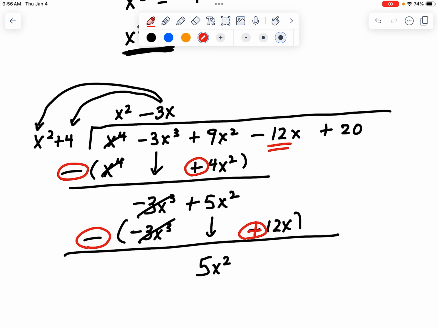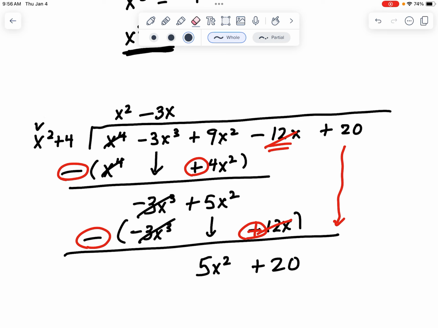Together with this negative 12x squared, they're going to cancel. And then the only term that's left is this 20. So bring down the plus 20. Also keep in mind that since this is going to divide into it, that means the remainder has to be 0. So in my next step, I should get that the remainder is 0.